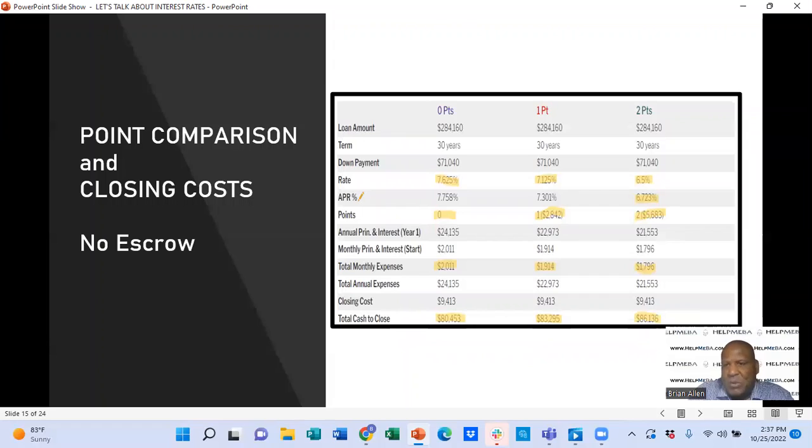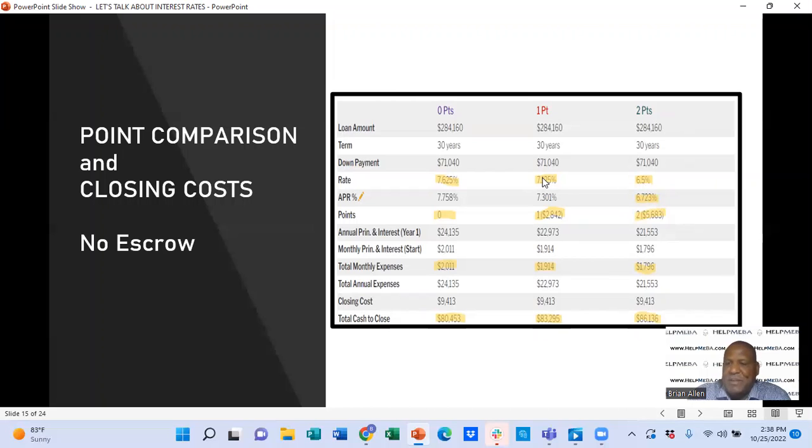This is 0 points, 1 point, and 2 points. No escrow, because the Bankrate example that I gave did not have points or have escrow. And escrow, just as a reminder, is just your taxes and insurance. So at 0 points, the rate is 7.625. 1 point, 7.125. 2 points, 6.5. The 2 points, this is really the apples-to-apples comparison of what Bankrate was offering.